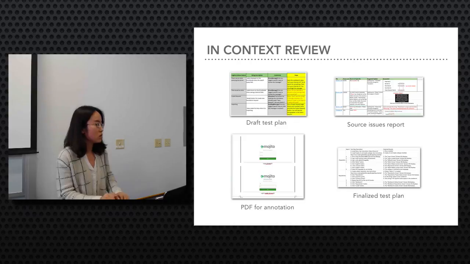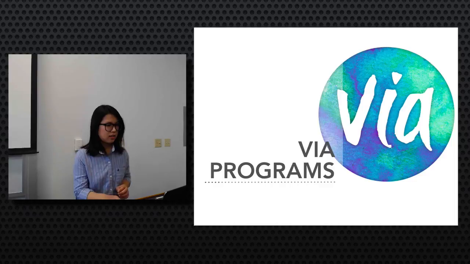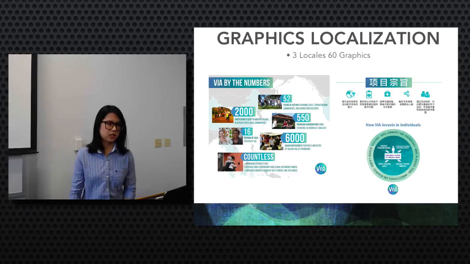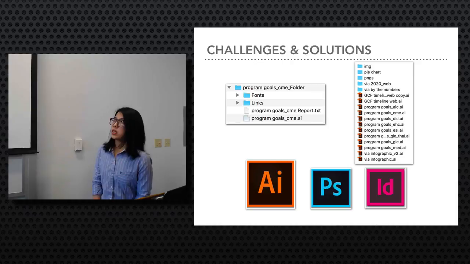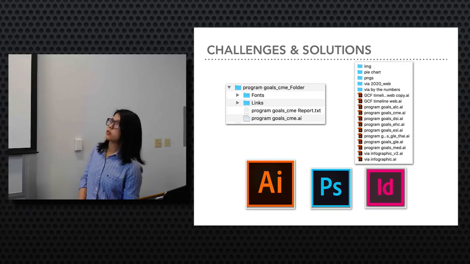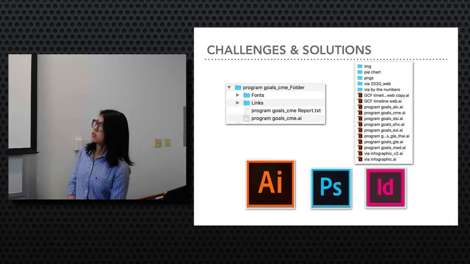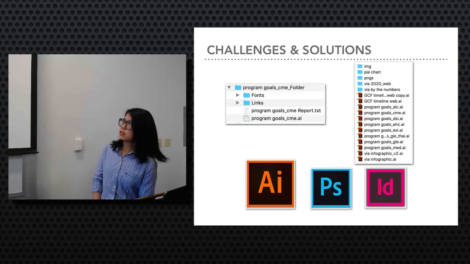Thank you, Janik. Now, going into the VIA programs. First, graphics localization. Altogether, we localized the graphics into three locales, and it totaled 60 graphics. One challenge I had was that our client built the graphics using Adobe Illustrator, and we did get the original AI files, but they're not well structured, as you can see on the right. A well-structured AI folder would be packaged like something on the left. So this resulted in many missing links and fonts.